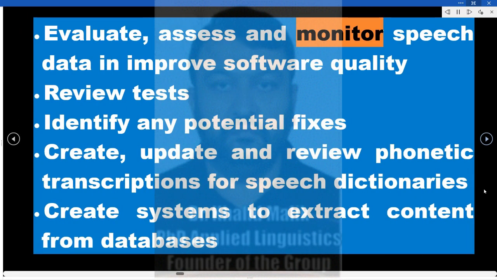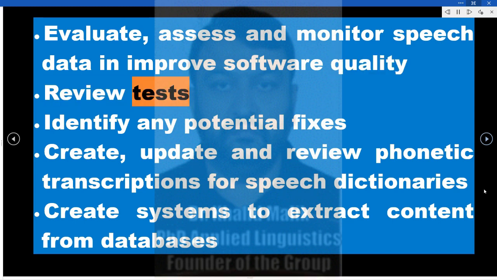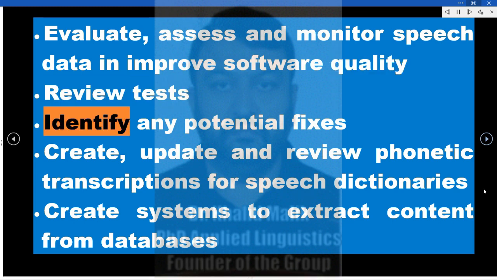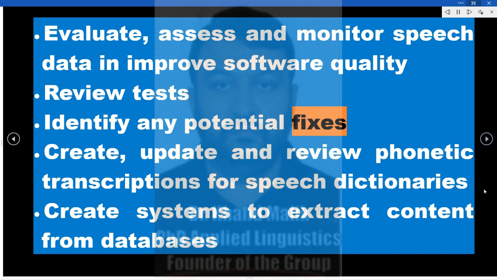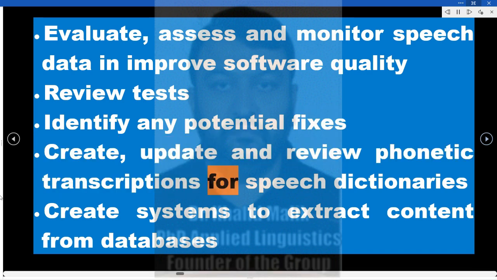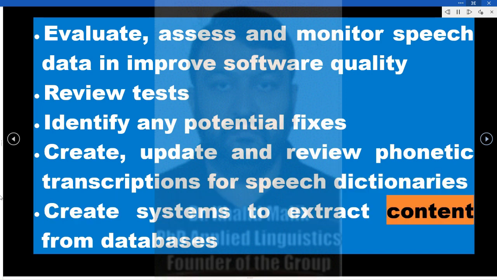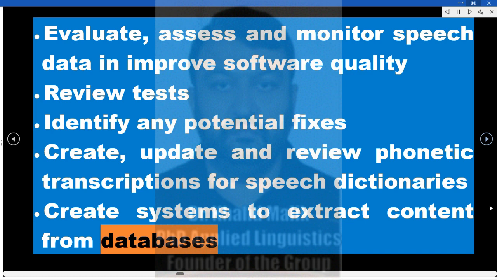Evaluate, assess and monitor speech data in improved software quality. Review tests. Identify any potential fixes. Create, update and review phonetic transcriptions for speech dictionaries. Create systems to extract content from databases.